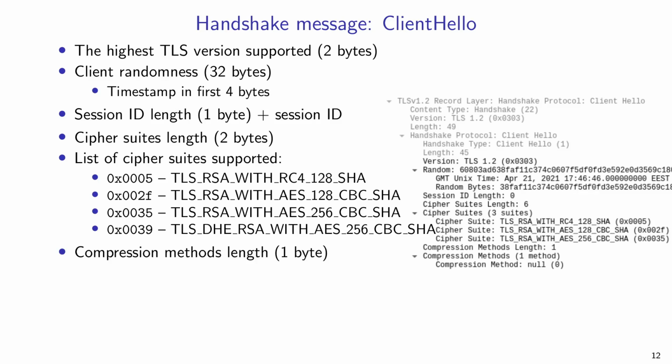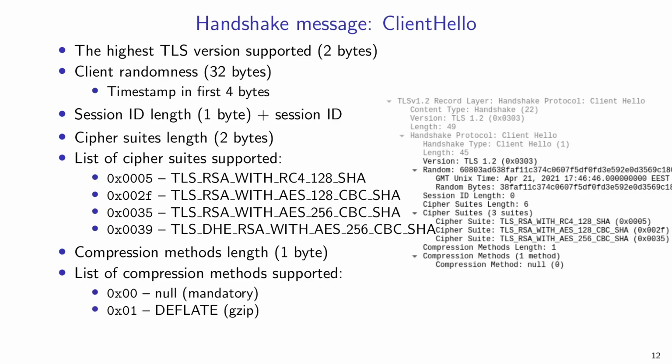After cipher suites comes the compression methods length encoded using 1 byte and the compression methods. There are 2 standard possibilities: 0, which means no compression, and 1, which denotes the gzip compression algorithm. So these are the mandatory fields of the ClientHello message. If there is anything left after these fields, then this data is interpreted as TLS extensions, which are optional. TLS provides some standard extensions which are quite often used. We will look at them in the next lecture.